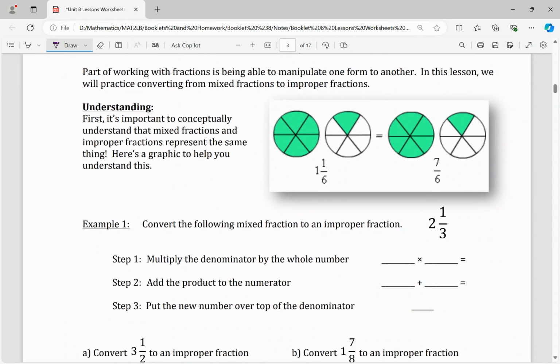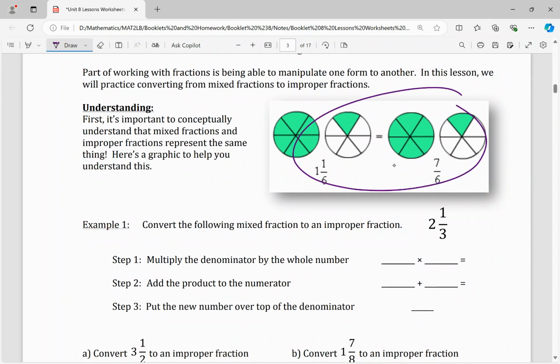Let's take a look at this diagram over here. You can see that the two pictures are the exact same. That being said, we can write that in two different ways. The first way is 1 and 1 over 6. You can see here that we have 1 full pie, so that is our large 1. On top of that 1 full pie, we have 1 out of 6 slices more, giving us 1 and 1 over 6.